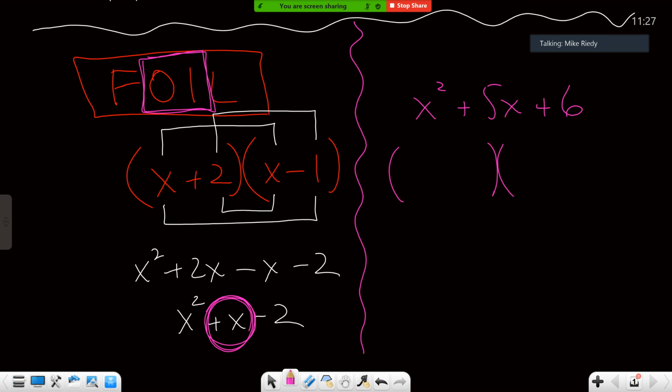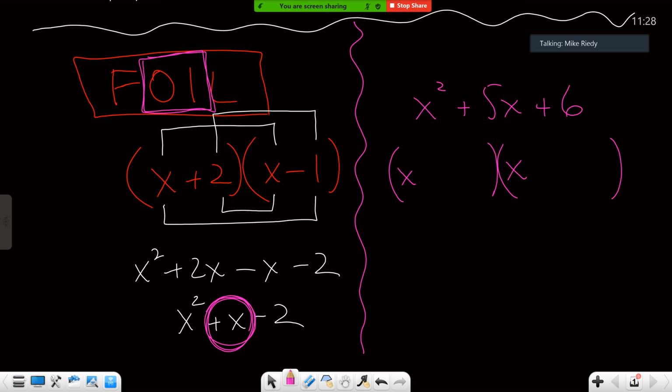All right, so we're going to start easy, and I know that this is going to break down into two binomials. Remember, these are called binomials, two terms. I know that the first two terms have to be x. Why? Because that's the only way that I can multiply two things together to get x squared. That takes care of the F in the FOIL. Now the fun part. I need two numbers that when multiplied together give me 6, but when added together give me 5. For some of you that have done this a lot and are very good at it, this is an easy process.